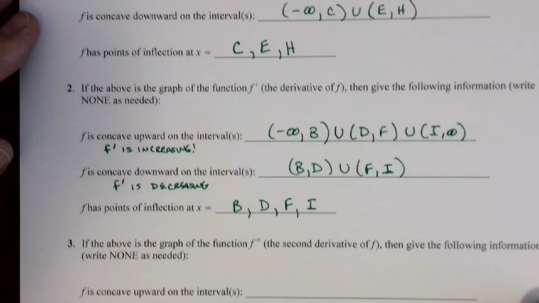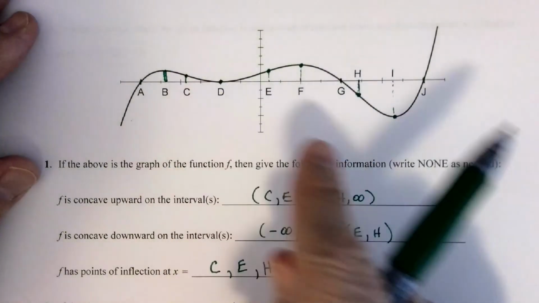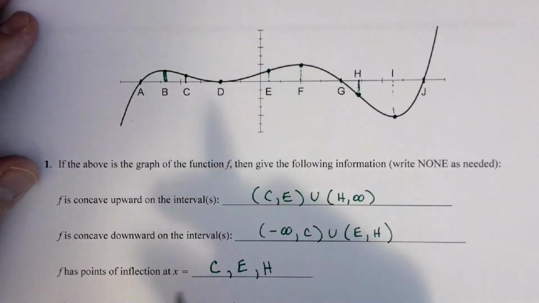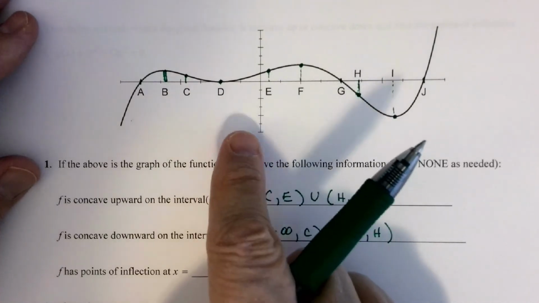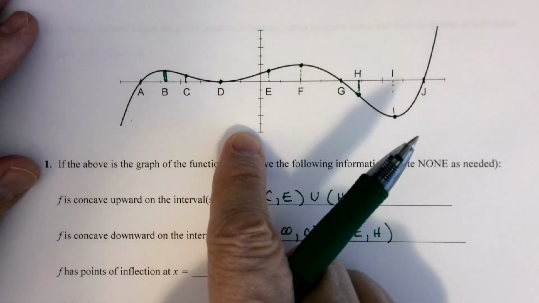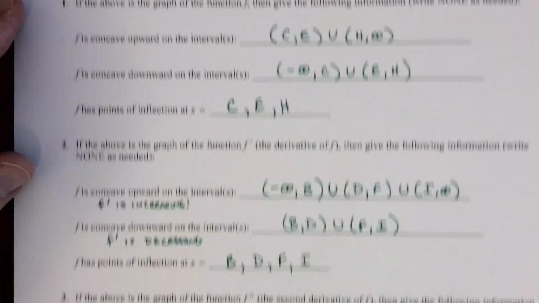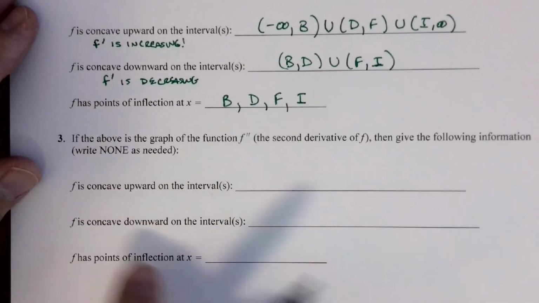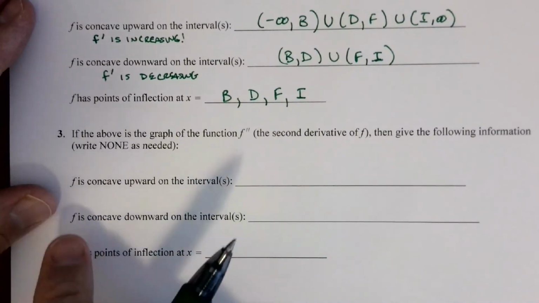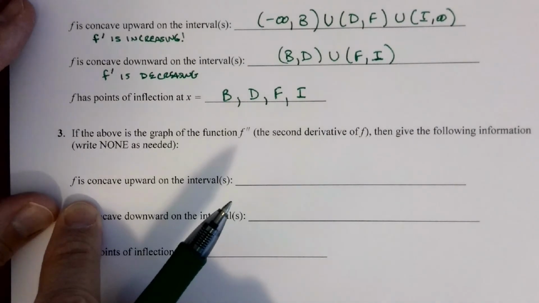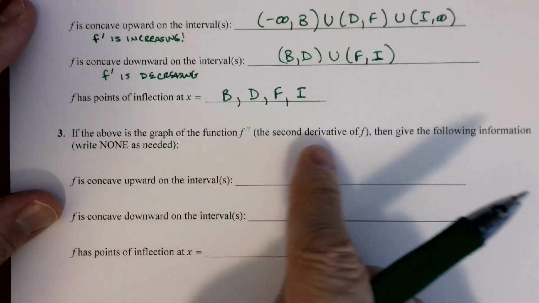Last iteration then. So we've looked at this function being the graph of f, and then f prime. Now I'm going to say this is now the graph of f double prime, the second derivative of the function f. If this is f double prime, answer the same questions. Where is the function f concave upward? Now again, I don't have the graph of f. I'm not asking you to construct the graph of f. What I am giving you is the graph of f double prime, the second derivative of f.